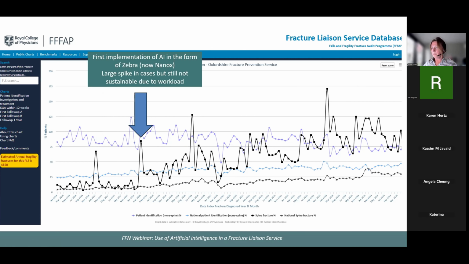So we then moved on to the first implementation of AI in Oxford, and that was in the form of Zebra, now Nanox, and this gave us a large spike in cases. But again, it really wasn't sustainable just due to the huge workload involved in finding those patients. So even with those early forms of AI, the workload was huge, and the output was just not really sustainable.